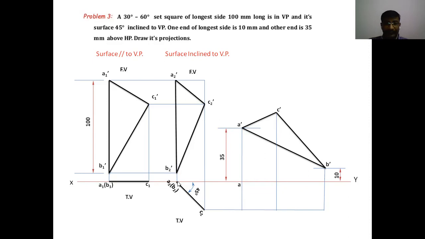And then the B2 dash projector will intersect with the B dash projector. That intersection point is located as B. This point is B. Then the C point, the third point, is where the projector coming from the C2 will be intersecting with the projector coming from the C dash.